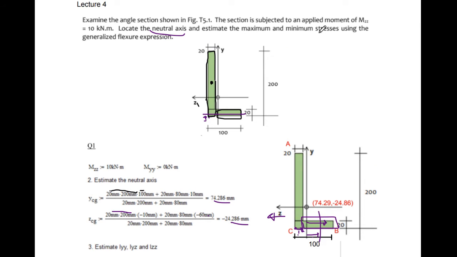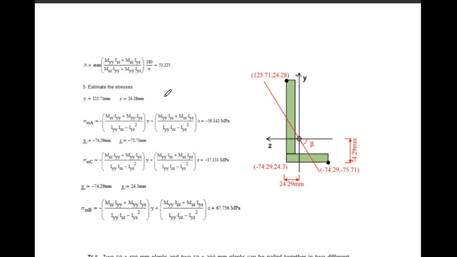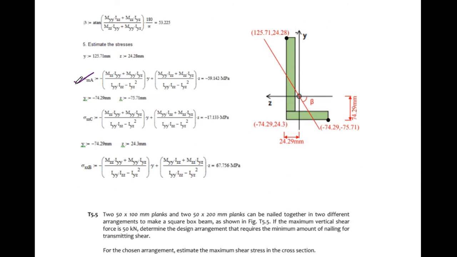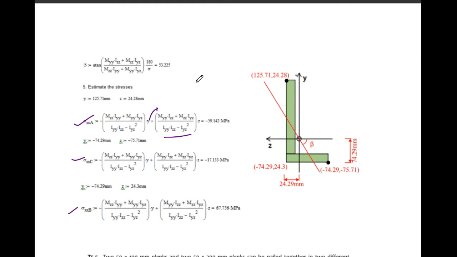Now we need to find the maximum and minimum stress using the flexure formula. So let me give you the flexure formula. At a point, the flexure formula is defined by Mzz Iyy plus Myy Iyz upon Iyy Izz minus Iyz whole square, into y, where y is the distance of the point from the neutral axis, like here point A. I will explain once I come back to the question again. And in a similar way you can see another term into z.